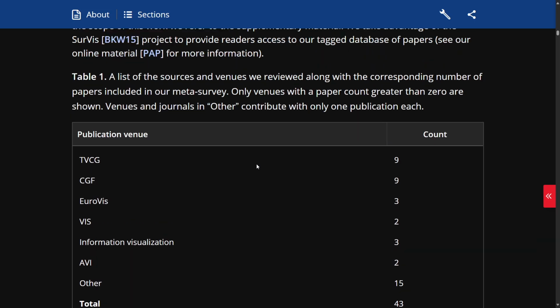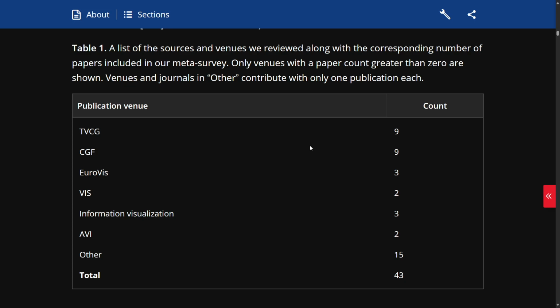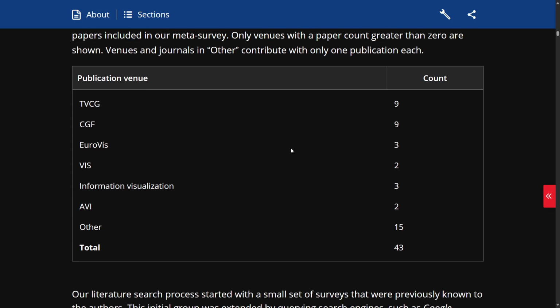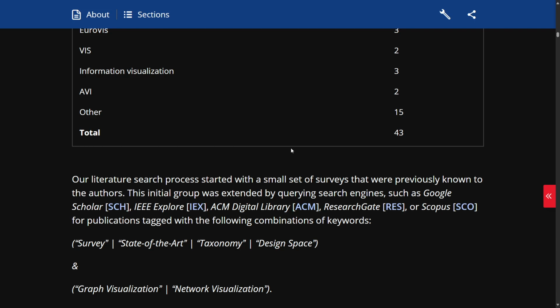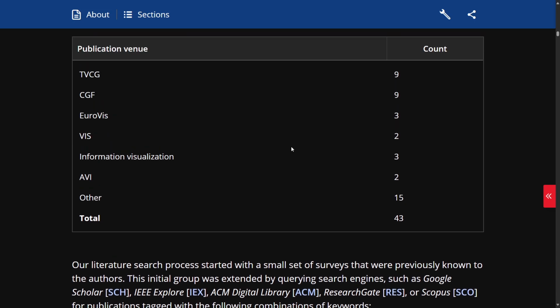Table 1. A list of the sources and venues we reviewed along with the corresponding number of papers included in our meta-survey. Only venues with a paper count greater than 0 are shown. Venues and journals listed as other contribute with only one publication each. Publication venue count: TVCG 9, CGF 9, EuroVis 3, Vis 2, Information Visualization 3, AVI 2, Other 15. Total 43.